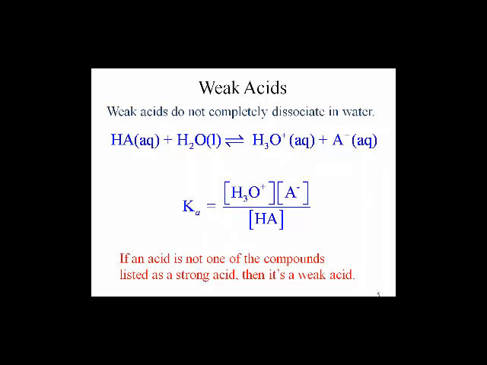And so we would write a mass action expression for that, which we designate as Ka. And a typical Ka expression is simply the concentration of the hydronium ion times the concentration of the conjugate base divided by the concentration of the conjugate acid. Now, how do we solve for the hydronium ion concentration in a weak acid solution?